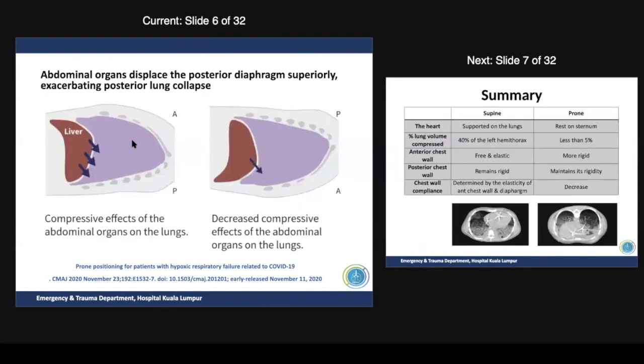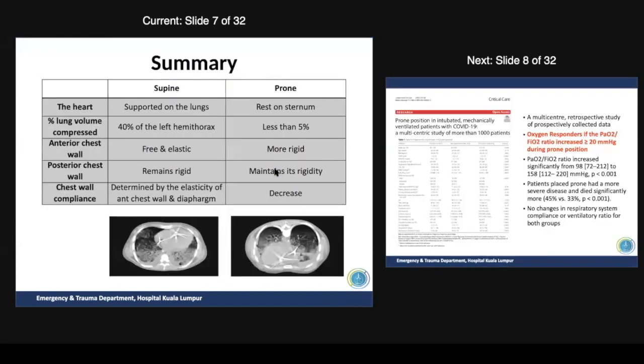Okay, furthermore, kalau you compare tengok pada picture nombor 2 ni, on the sebelah kanan is in prone position, sebelah kiri ni in supine position. So bila supine position, the intra-abdominal organ akan push the diaphragm and push the dorsal parts of the lungs. So the dorsal part of the lung tends to collapse. Therefore, in prone position, actually akan ada decreased compressive effects from the abdominal organs to the lungs. So expansion of the lung is better. In summary, I will not talk furthermore, sebab kita nak go to the practical part.